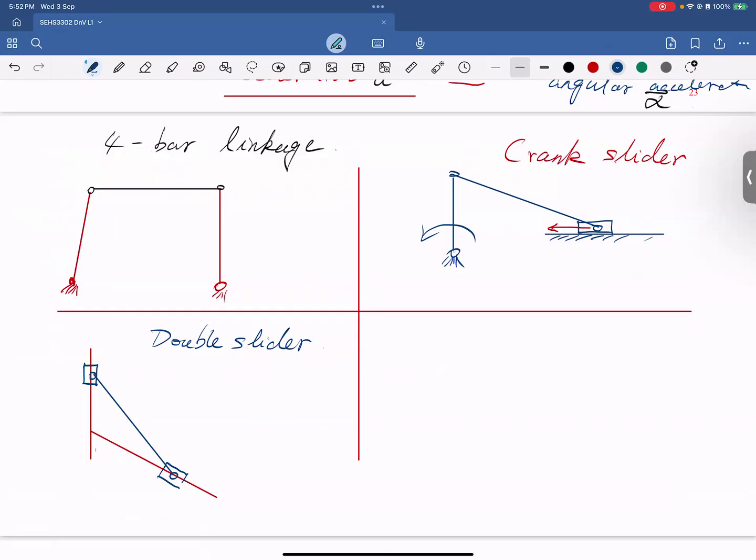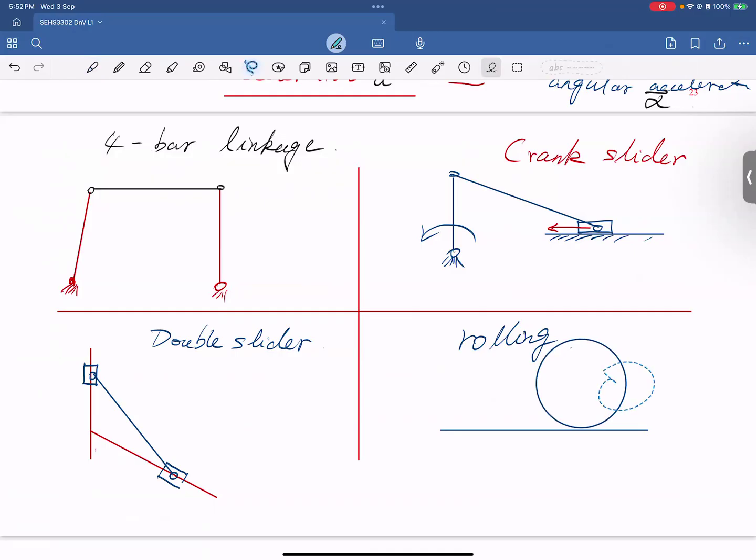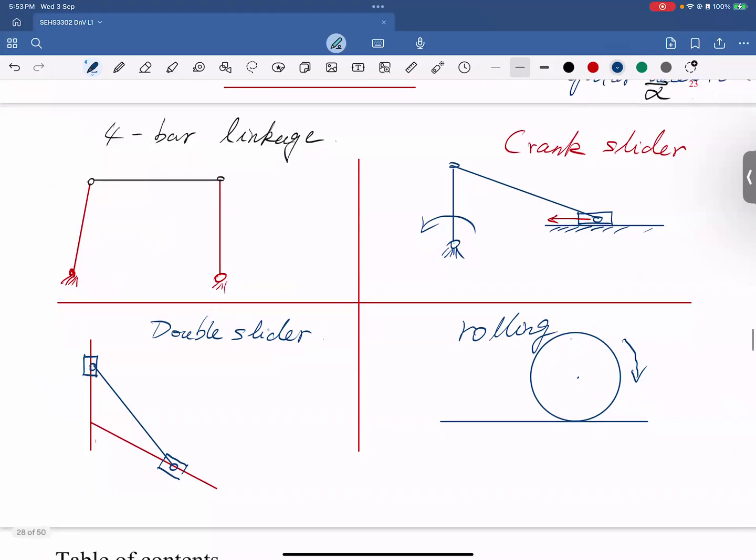The last one, a typical one, is rolling. So when we have a wheel, right? When we have a wheel, we put it on the road. It rolls. This rolling is also a combination of 2 movements. Firstly, it rotates about its center. Secondly, it moves forward, right?